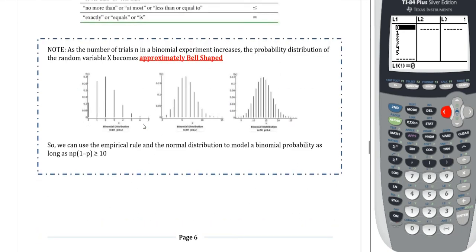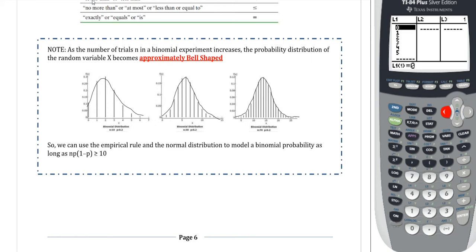Lastly, before we go on into an example, we have another note. As the number of trials n in a binomial experiment increases, the probability distribution of x becomes approximately bell-shaped. This should make you think of something we had in the past called the law of large numbers, which says that as you increase the number of trials in an experiment, you should approach either the probability or expected value for that situation. The same thing happens here: as you do an experiment more and more, the shape of the distribution may start off a little bit skewed, but it becomes more and more bell-shaped.